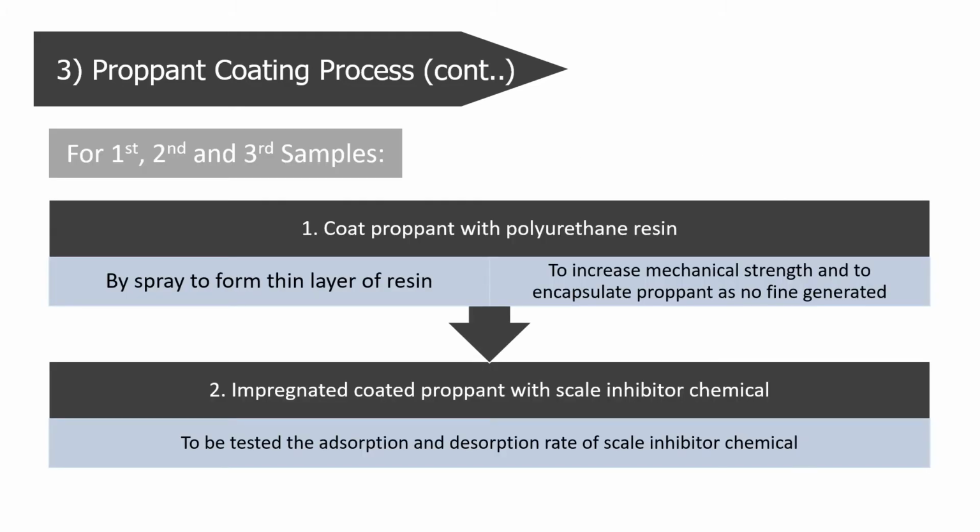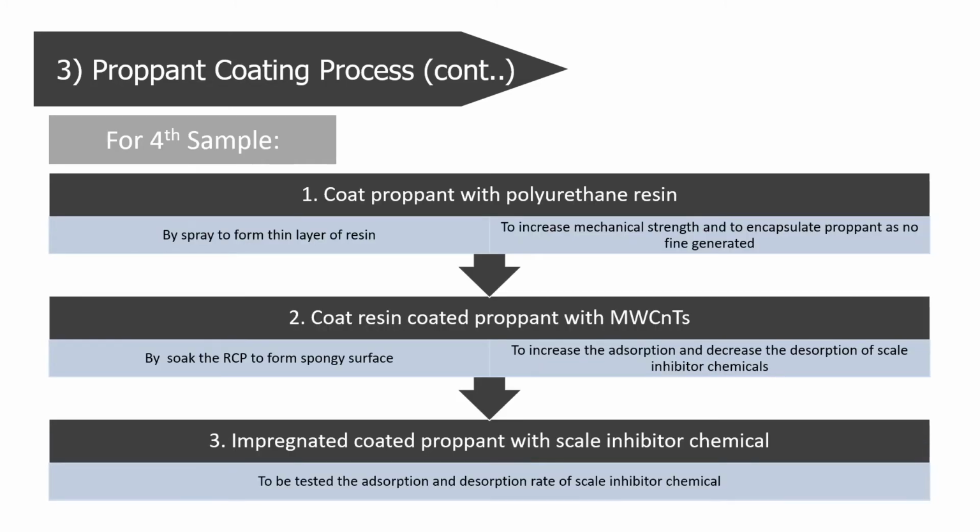For every type of samples, we have different procedure to coat the propane. But this is the summary of the propane coating process. For first, second, and third samples, we use the type of coating. First, we coat the propane with polyurethane resin by spray to form thin layer of resin. This is to increase mechanical strength and to encapsulate propane as non-fine generated. And the second is impregnated coated propane with scale inhibitor chemical. This is to be tested then the absorption and desorption rate of scale inhibitor chemical.